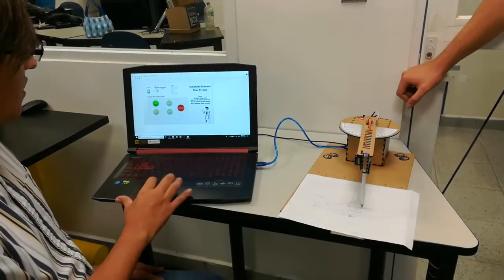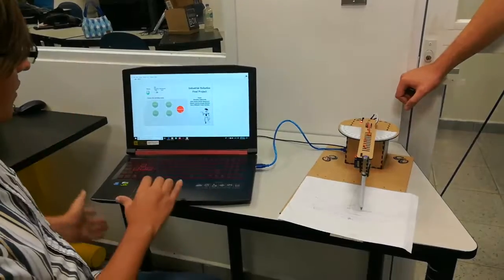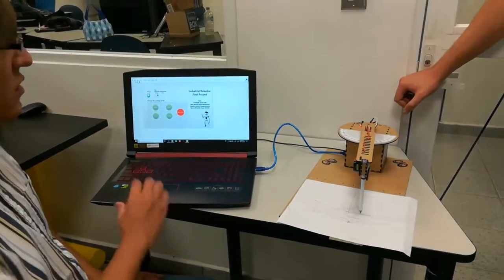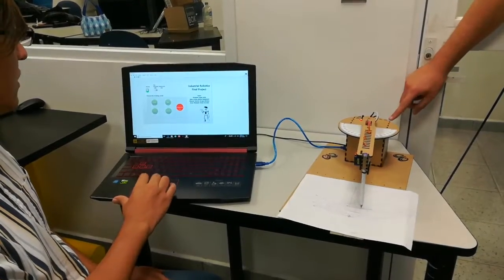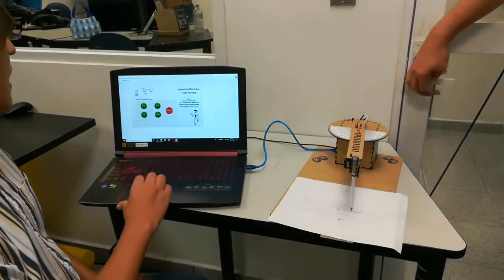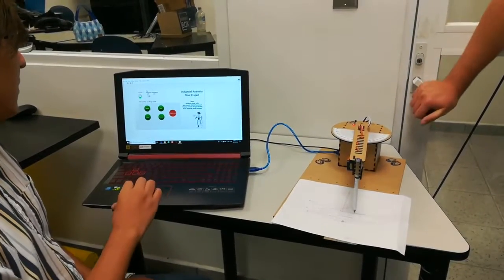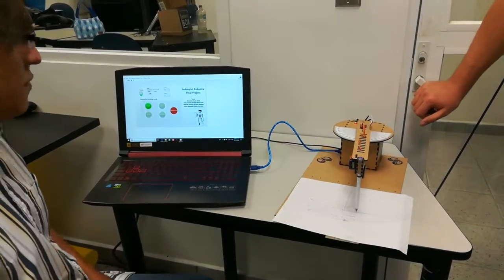Also, we have an emergency stop that, if we click it, all the modes are disabled, and no one will work until we deselect the emergency stop. Now we will show some degrees in manual mode that my partners will present.